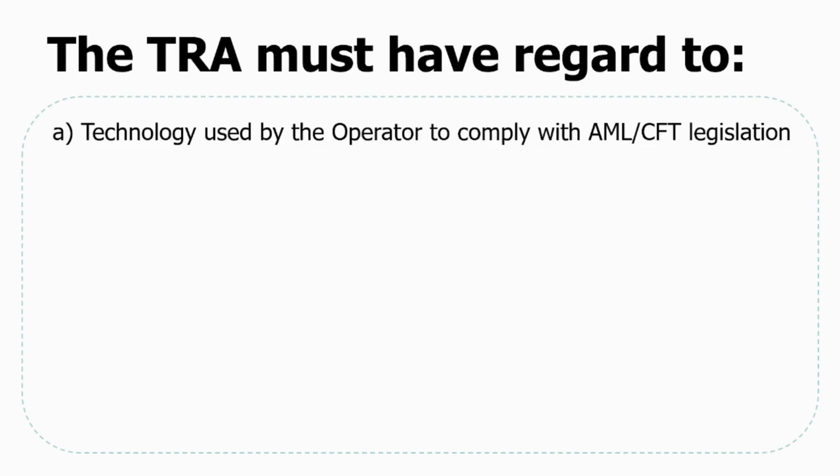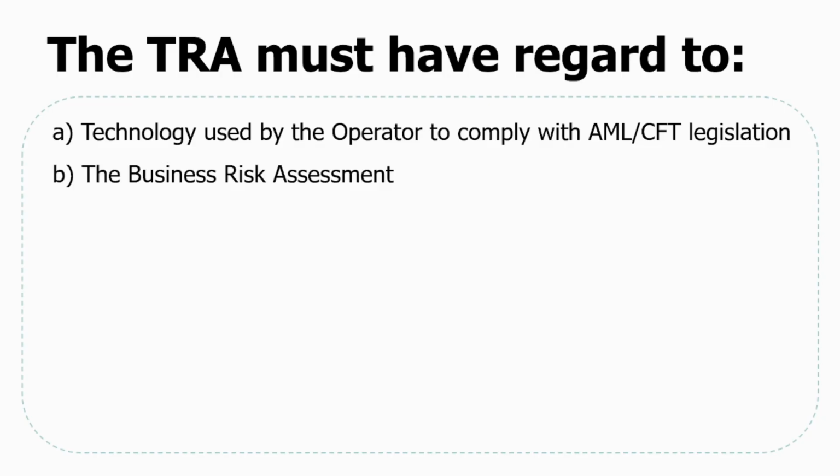Going through A to G of the code, a technology risk assessment is required for CRM systems, KYC platforms, PEP and sanction screening software, transaction monitoring software, and any suspicious activity reporting management tools. And this is because failure in these systems will result in the operator not complying with AML CFT legislation. Therefore, regular system checking and manual review of high-risk alerts is recommended.